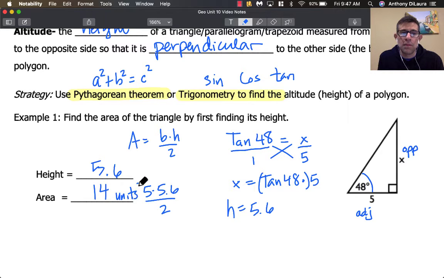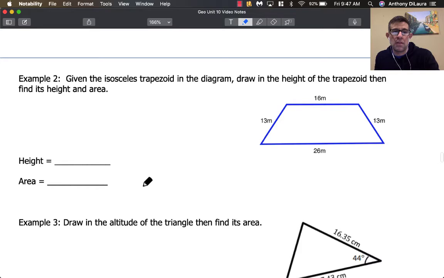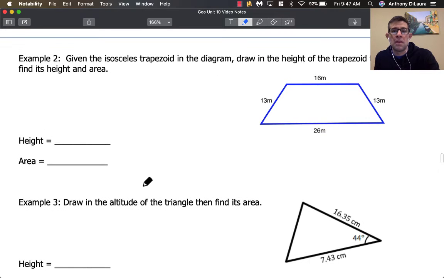All right, let's take a look at another example. In this example here, we are given that we have an isosceles trapezoid, and we want to draw in our height, or the altitude, and find the height and then its area. So I am going to draw in this little dotted line here that goes from the vertex of this top point of my isosceles trapezoid perpendicular to the bottom base. And this is going to represent my height.